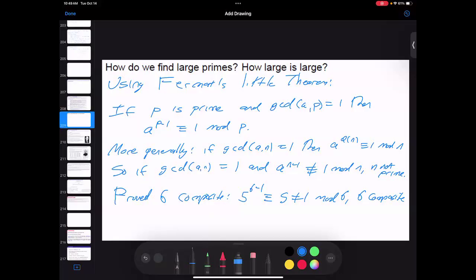Just because you pass a lot of tests doesn't mean that you are prime. You might begin to gain some confidence. If I pass 1,000 tests, if I choose 1,000 different values of a, and for all of them it works, I'm feeling a little bit better.